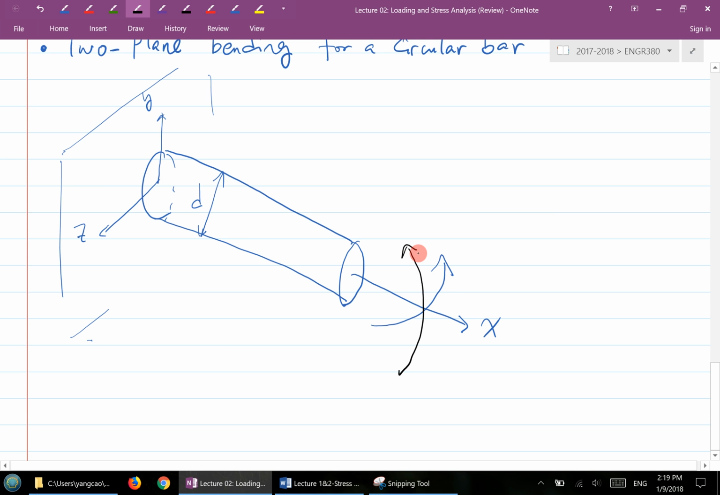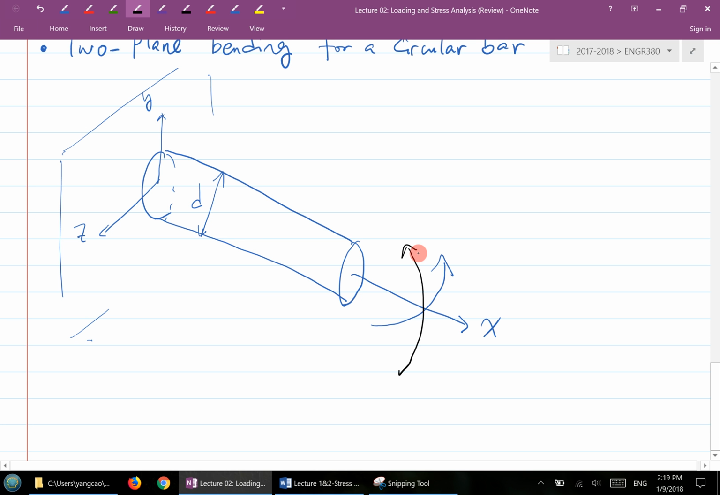So you're bending it in the XY plane like that, right? The first one is in the XZ plane, and the other one in the XY plane. So that's called the two-plane bending. Okay, two-plane bending. Two-plane bending is very common, especially when you are dealing with a shaft.